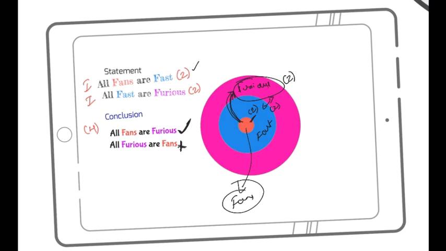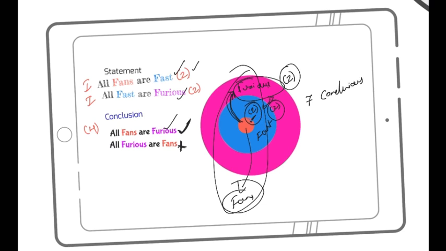This is just for our better understanding. We had already got the answer, but for better understanding, we'll count the conclusions. My type 1 gave me two conclusions, which were here. The second statement gave me two more conclusions. But as I combined them, I got one conclusion of fans and furious, which also gave me two conclusions: some furious are fans and some fans are furious. So altogether, I have seven conclusions out of it.